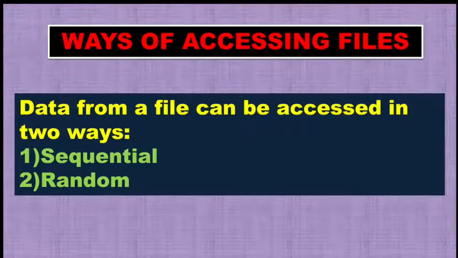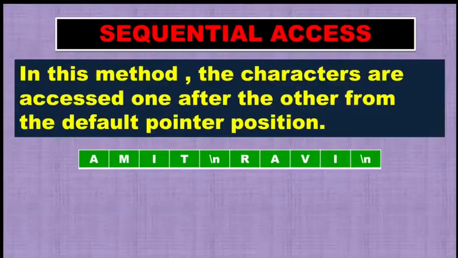Now talking about the ways of accessing files. See, the data from a file can be accessed in two ways. First is sequential, second is random. Now literal meanings of these two words you already know. Sequential means accessing something in sequence, one after the other, and random means accessing randomly, means in haphazard manner. So let us see how we access the data of a file sequentially.